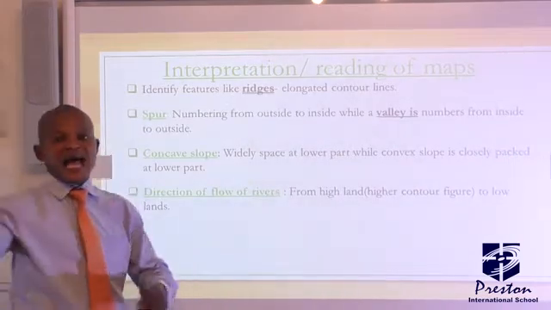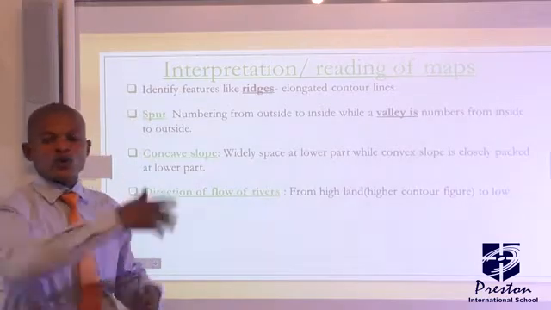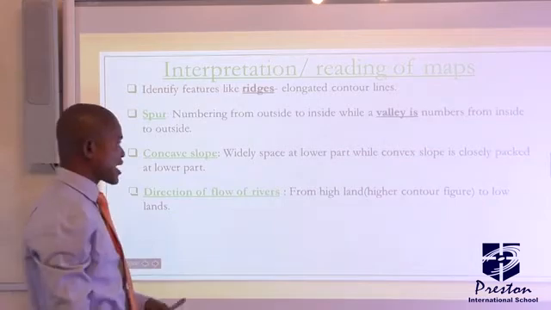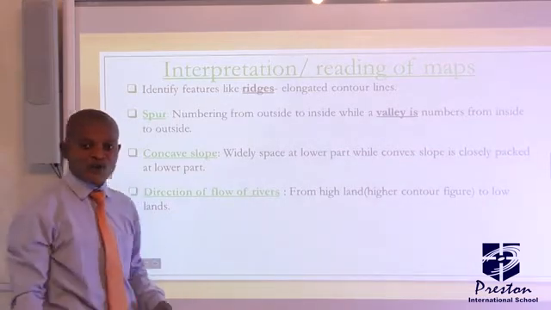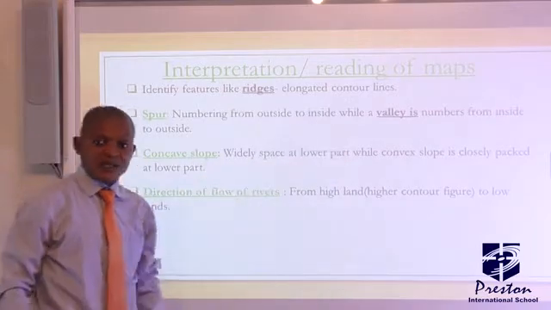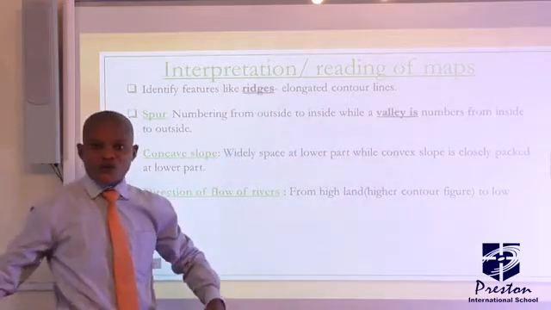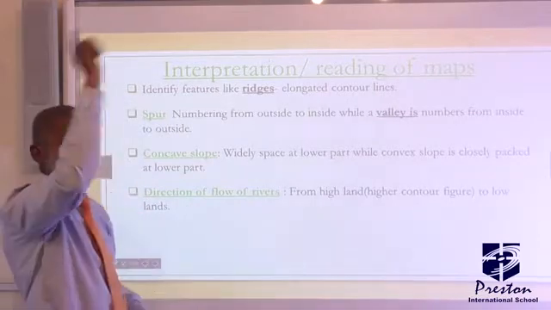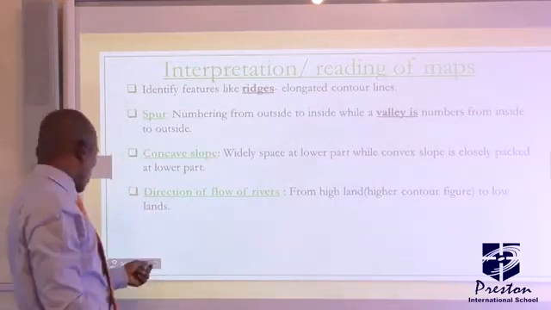And then we looked at how to show the direction of the flow of a river. Rivers flow from highland to lowland. And how do you know a highland on the map? Areas with higher contour figures are highland, so areas with lower contour figures are lowland. For example, a place with contour figure 600 meters is higher than a place with contour figure 400. Therefore, a river in that area, connecting both areas, will flow from 600 down to 400.